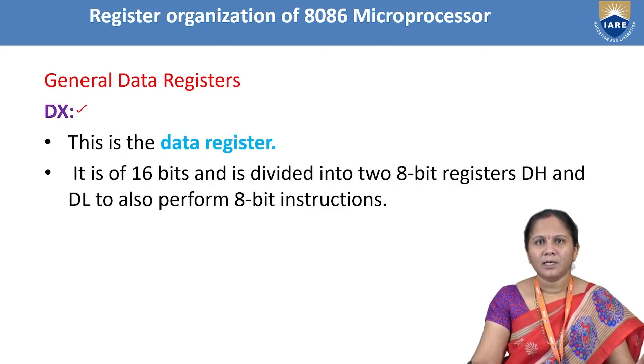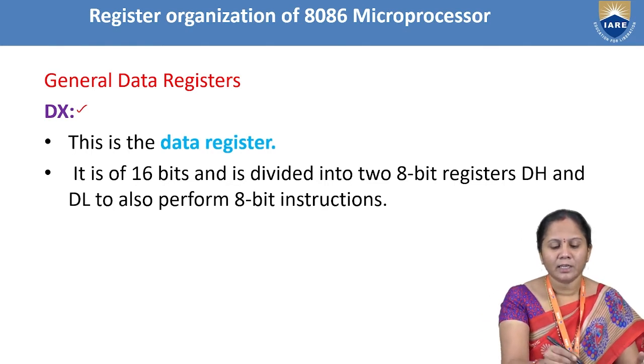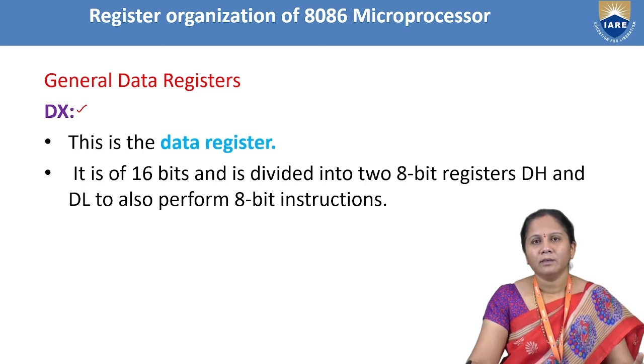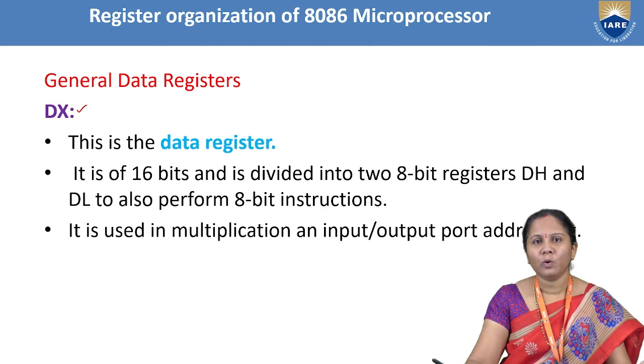Now, the next general data register is the DX register. The DX register can be called the extended accumulator or data register. This is also a 16-bit register. We can use this 16-bit register as two 8-bit registers by writing DX as DL and DH, where DL represents the lower order 8 bits and DH represents the higher order 8 bits. This DX register will be used during arithmetic and logical operations.